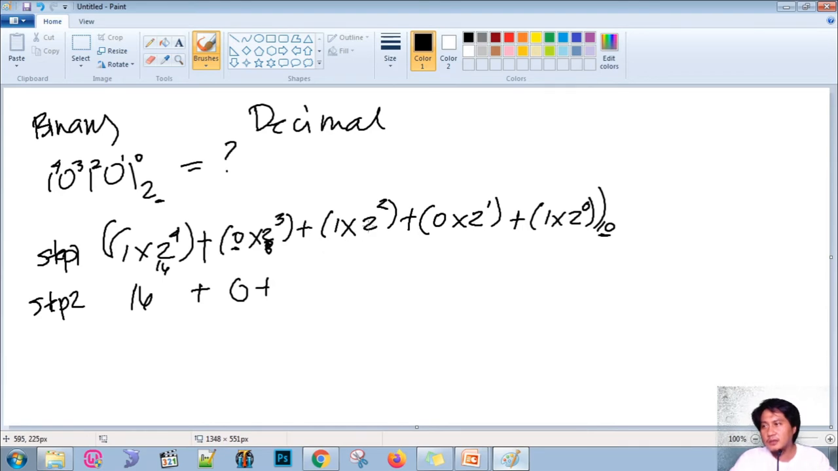And then plus 2 to the power of 2, so 2 times 2 equals 4, then 4 times 1 is still 4. Plus 2 to the power of 1, which is 2, times 0, so we have 0. Plus the last digit, whose power is 2 to the power of 0, which is 1, and 1 times 1 gives us 1. So this is base 10.